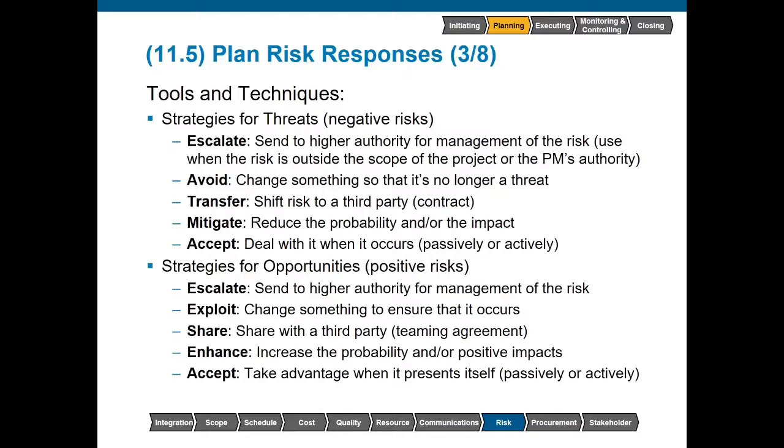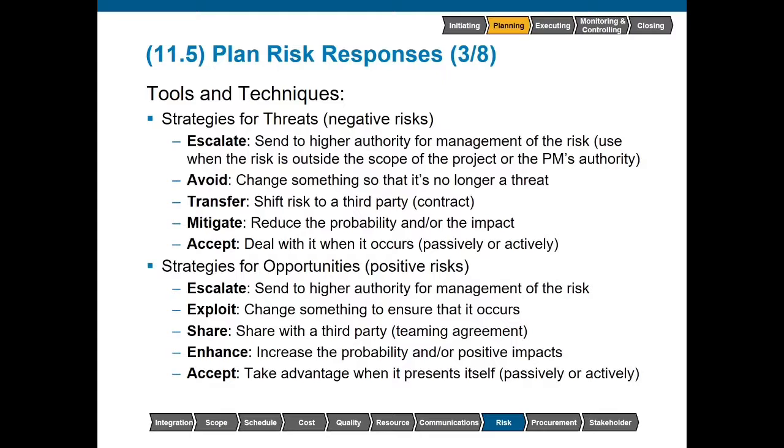With escalate, certain criteria must be defined as part of that risk management plan to make a determination when escalation would be appropriate. Typically, this is when it would be outside of the scope of the project to deal with the results of a risk event, or if the impact would be so significant that there's no way that the project manager would be able to take care of it himself.